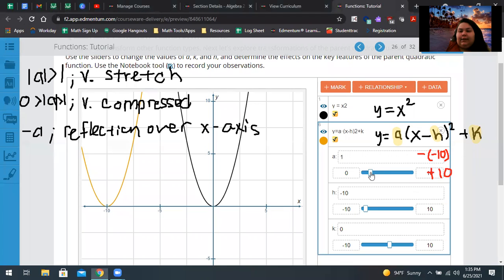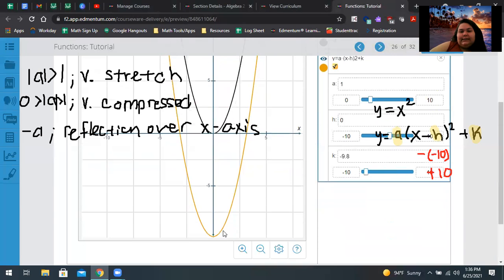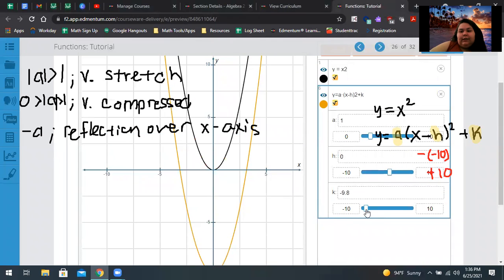So let me bring this back to 0. Oh, wait. This is supposed to be 1. Messing with these all. And let's mess with K now. So K, if I want to move it with that plus sign, you see it's going up if I'm moving it towards the right, and minus K, so it'd be like -9 or -9.8, it's bringing it down. So it's the same shape. It's just you drag it down.